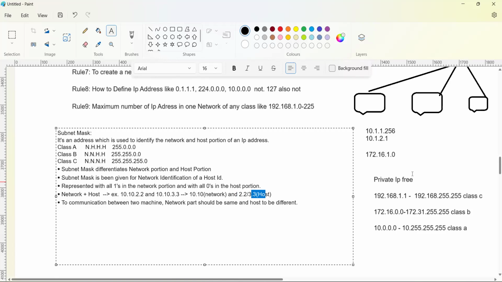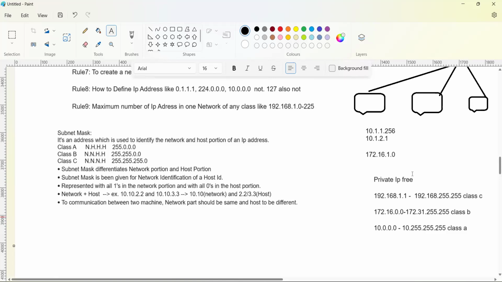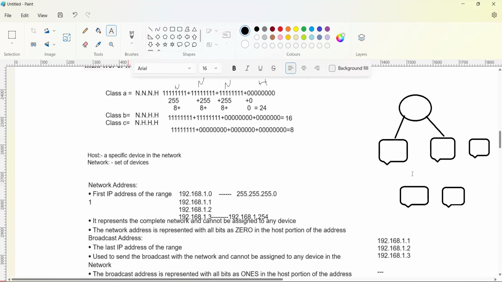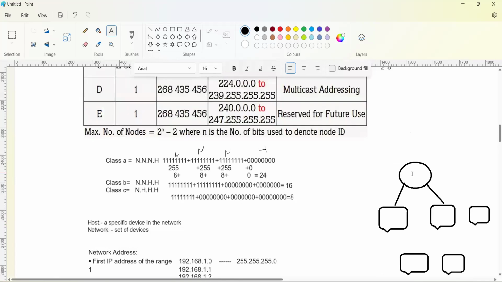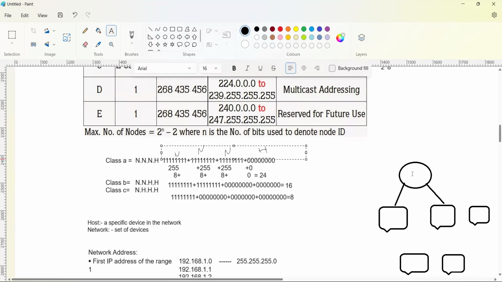To communicate between two machines, the network part should be the same and the host bits should be different. If you want to communicate between two different devices, the host portion is different and the network portion is the same. This is all about the subnet mask. And how do we write this subnet mask? We mention it like this as a slash value. You can assume this one is the slash value, and the subnet mask of this one is as shown. Here, class A, class B, and class C are reversed compared to the subnet mask, right.